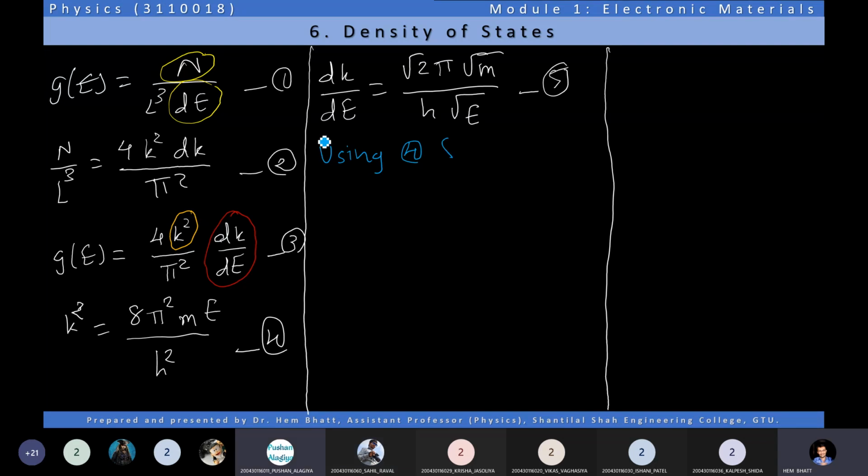So using 4 and 5 in 3. Let us try. Though I am not trying, you will have to do it. So this is 4 by pi square.